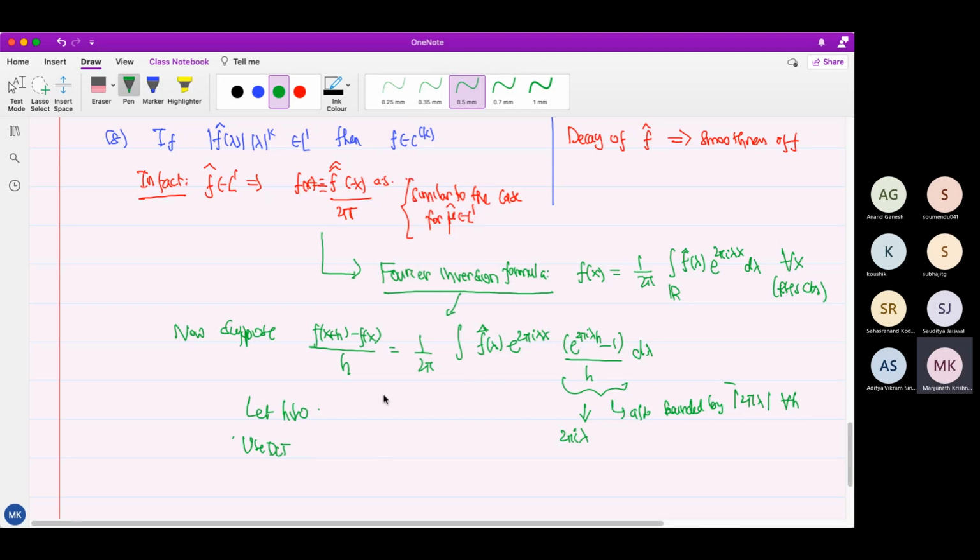Therefore, use DCT, assuming mod lambda times f hat of lambda is integrable. If lambda times f hat of lambda is integrable, then you can apply DCT, because this has absolute value 1, to get that f dash of x is equal to 1 over 2 pi integral of f hat of lambda times 2 pi i lambda into e to the 2 pi i lambda x d lambda. Okay, and so on.